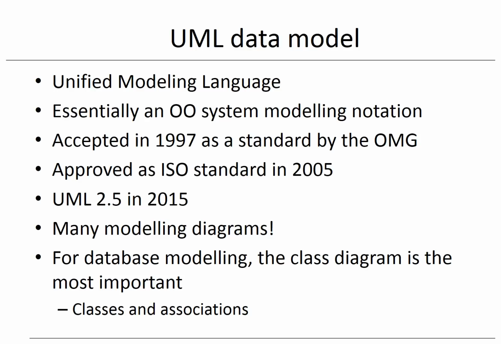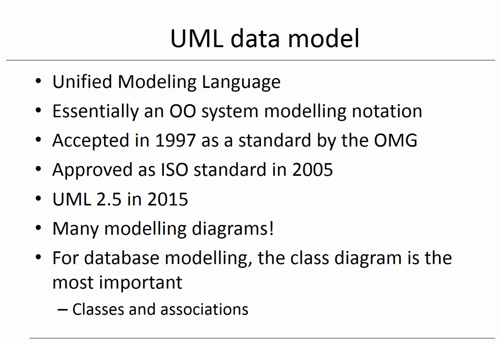To conclude, we will discuss object-oriented data models. These are typically represented using the Unified Modeling Language, or UML. As the term suggests, this is essentially an OO system modeling notation, which not only focuses on data requirements, but also on process modeling. It was accepted in 1997 as a standard by the Object Management Group, or OMG, and approved as an ISO standard in 2005.